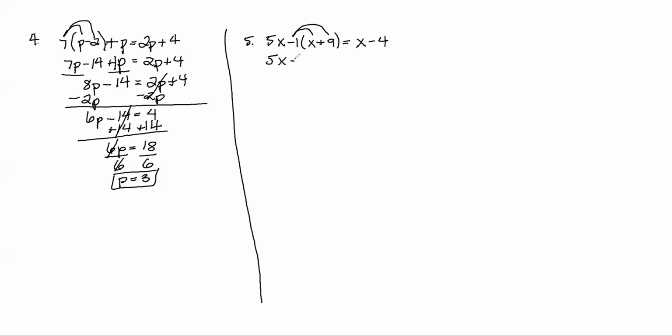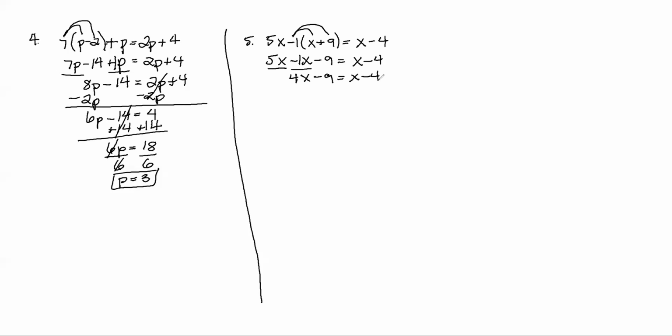-1 times x is -1x, or negative x. -1 times 9 is -9. Make sure you're distributing a -1, not just a 1. Equals x minus 4. And then we'll go ahead and combine like terms. So 5x minus 1x is 4x. Minus 9 equals x minus 4.